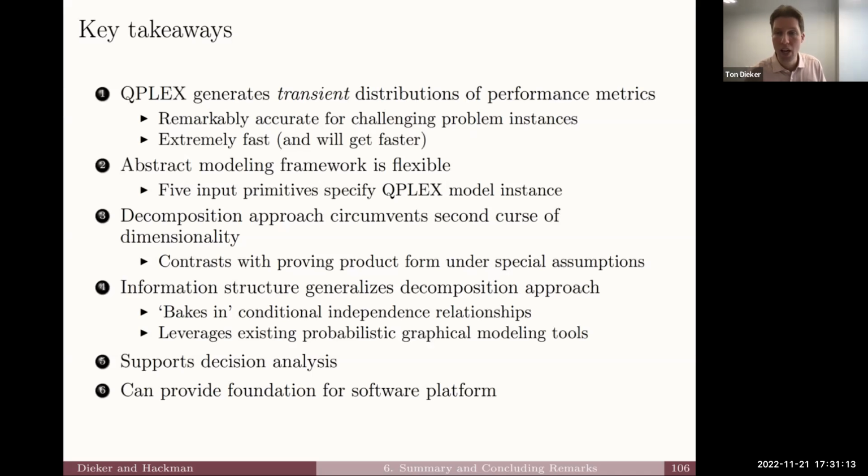The takeaways on this slide, we have actually gone through all of them, so I'm just putting them up here. I just want to zoom in a little bit on this last point, which is that we're working towards building a prototype for a software platform based on the ideas of this talk. We are also working on a manuscript. We hope to have both of them available sometime in 2023. If you're interested, please let me know and I would be happy to keep you in the loop. So thank you very much.